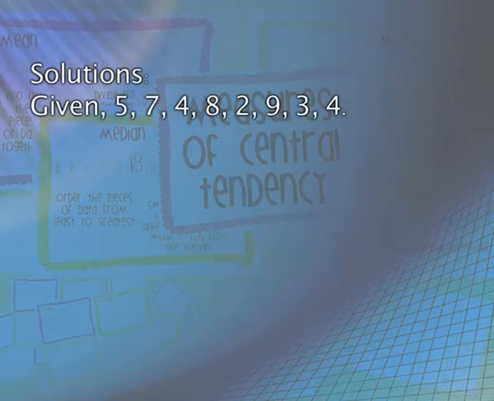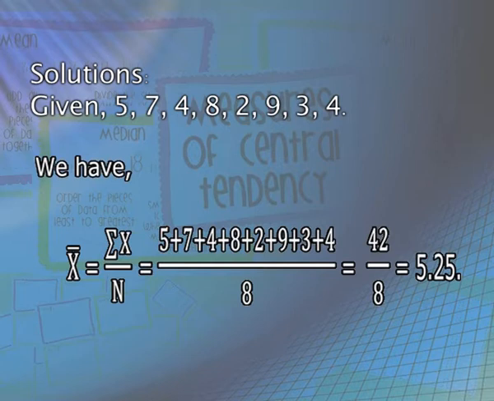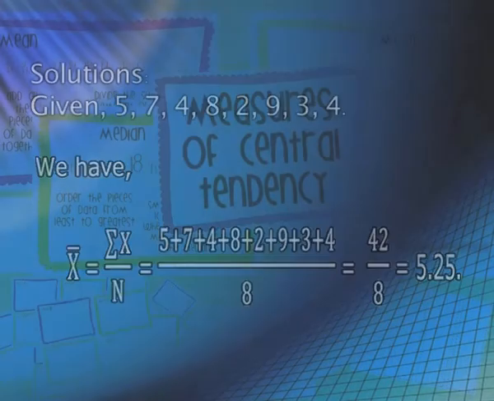Given is 5, 7, 4, 8, 2, 9, 3, 4. So we have x bar given as sigma x divided by n. That is equal to, adding all the values, 5 plus 7 plus 4 plus 8 plus 2 plus 9 plus 3 plus 4, the whole thing divided by 8. So this is equal to 42 divided by n, which is 8. So 42 by 8 will give you 5.25.